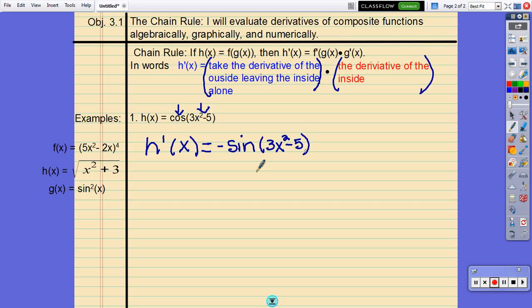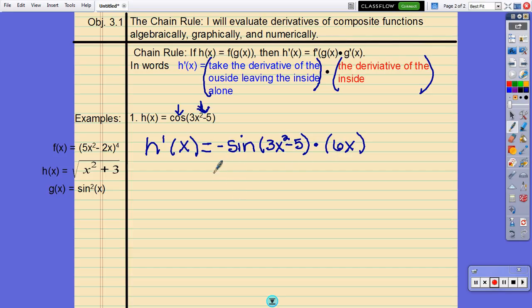That's step 1. Okay, so I took the derivative of the cosine, but I left the inside of the cosine alone. And I'm going to multiply it now by the derivative of the inside. So now I go in here and I focus on the inside and I take the derivative using power rule. You will note that it is simply 6x. The 5 becomes 0 and I'm done. Technically, this is your derivative. Done. Derivative of the outside, leaving the inside alone, times the derivative of the inside. That is the derivative of this function.